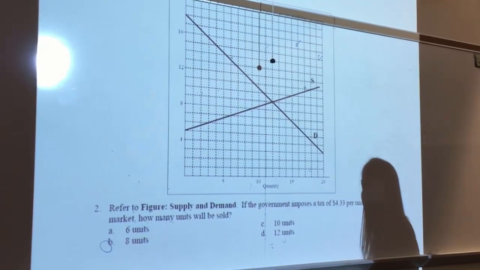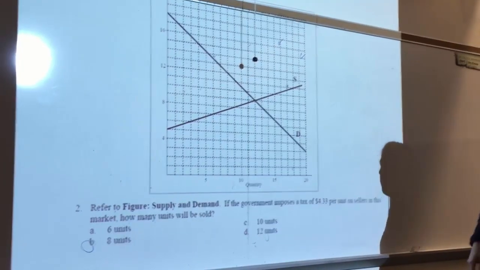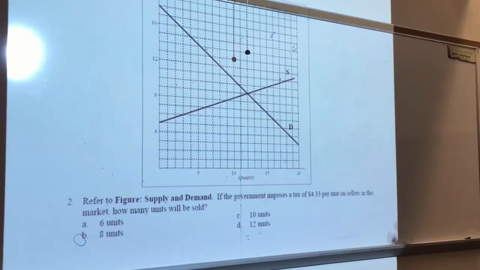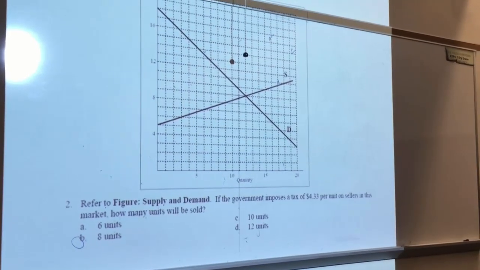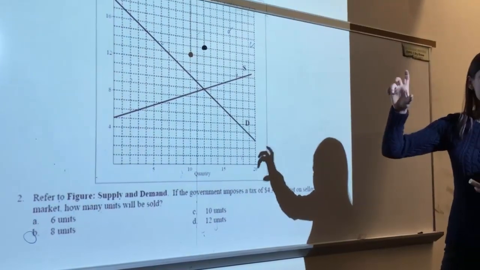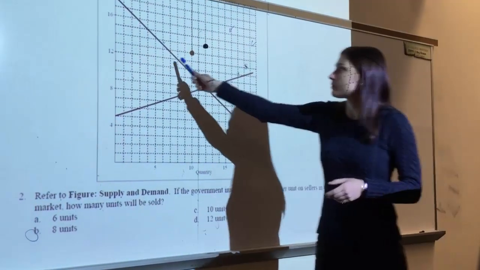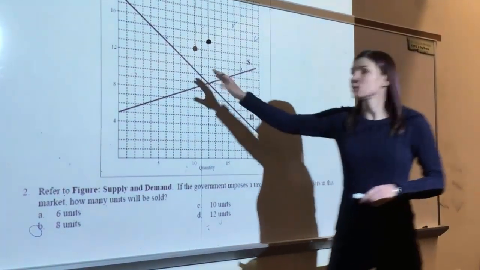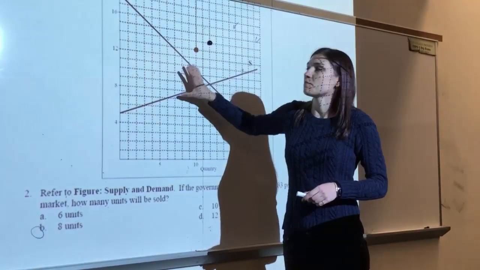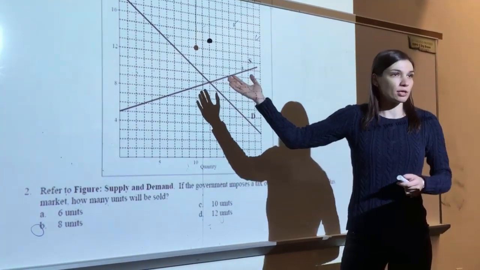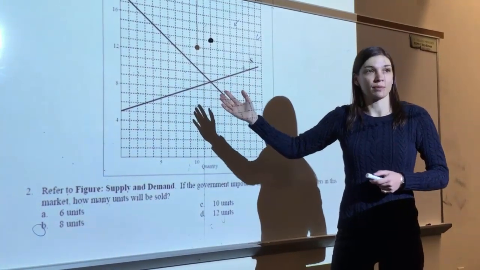The second one: if the government imposes a tax of $4.33 per unit on sellers in this market, how many units will be sold? So we know that the amount of the tax represents the difference between the price that buyers pay and the price that sellers receive. So basically the vertical difference between the demand and the supply curve should be 4.33, and we just need to find at what quantity that happens.